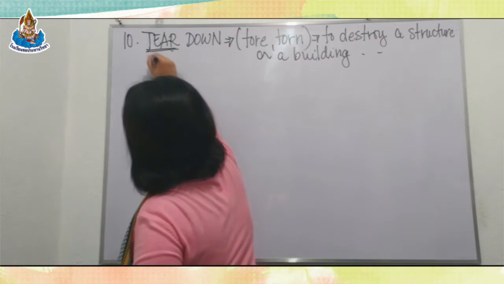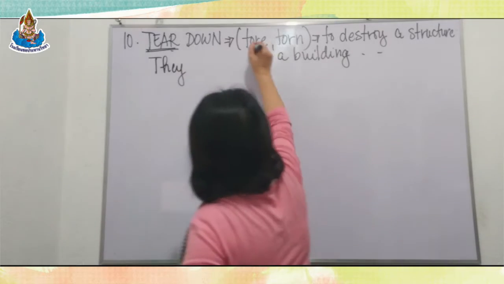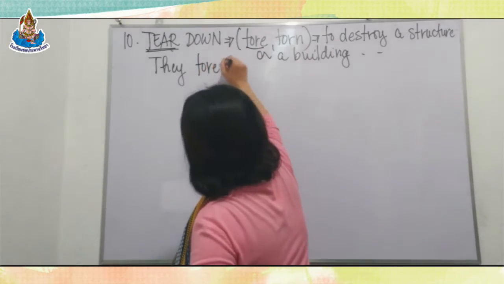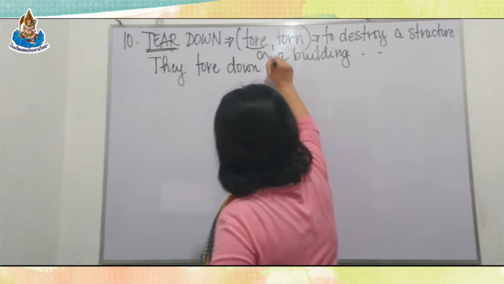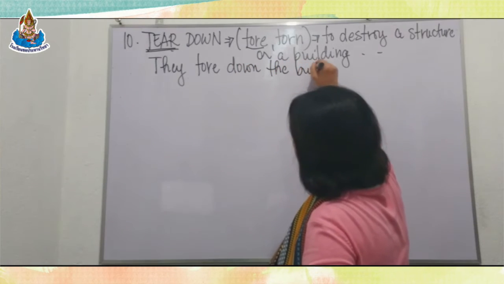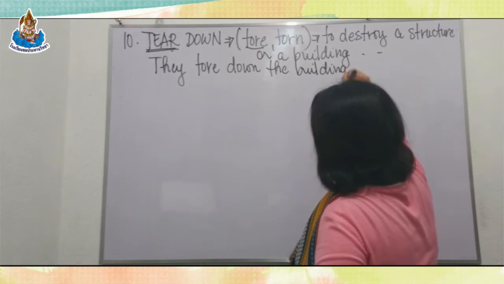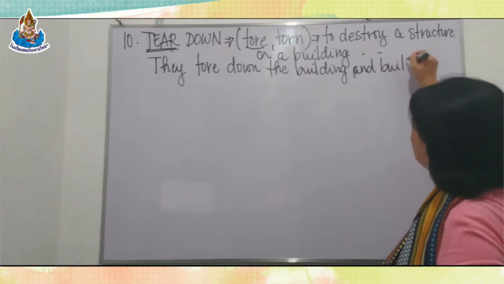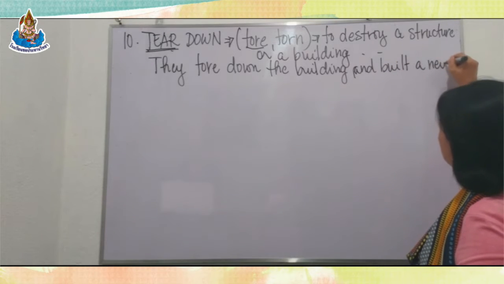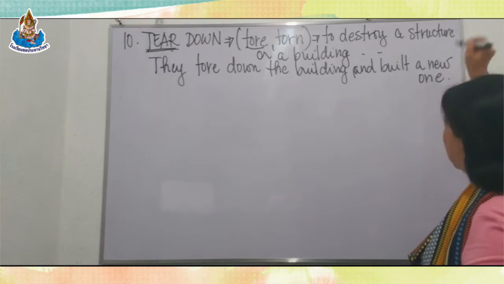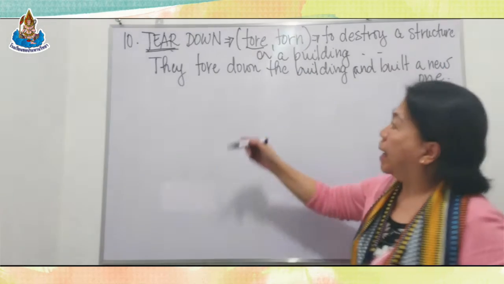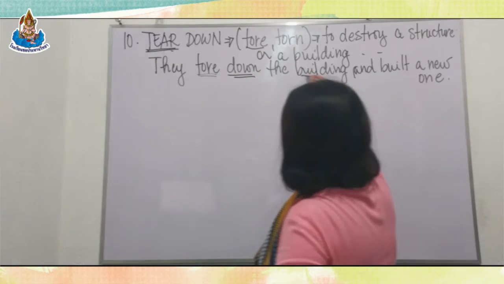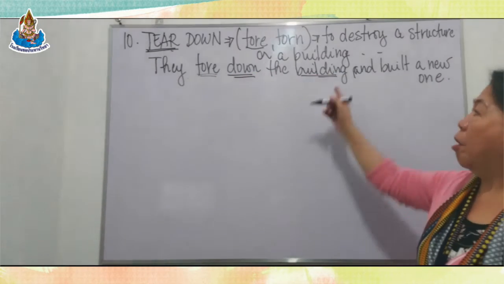So we can say that we try to use the past tense form of tear. So we say they tore down the building. They tore down the building and built a new one. And built a new one, or we are talking about a new building. And here we have the past tense for our particle, and this is our object.